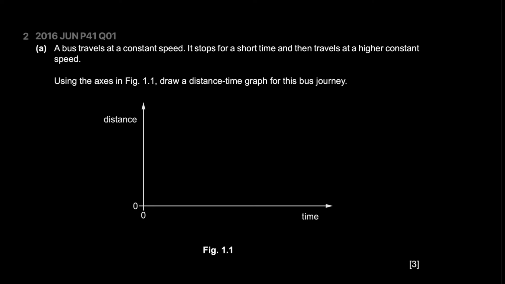All right. Question number 2 is asking that a bus travels at a constant speed, stops for a short time and then travels at a higher constant speed. Using the axes in figure 1.1, draw a distance-time graph of this bus's journey. Well, the bus is traveling at constant speed. This is distance. Distance is going to increase at a constant rate. So to the best of my ability, I'd use a scale.